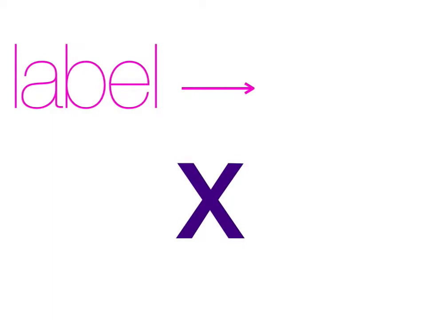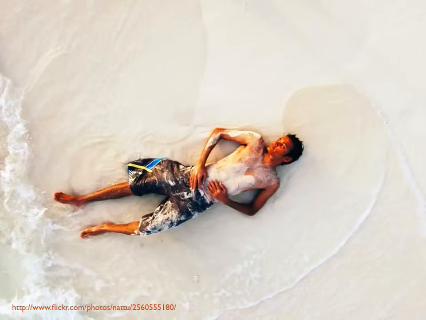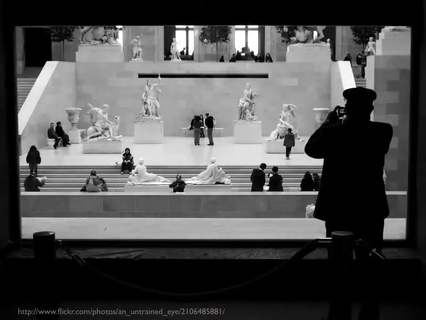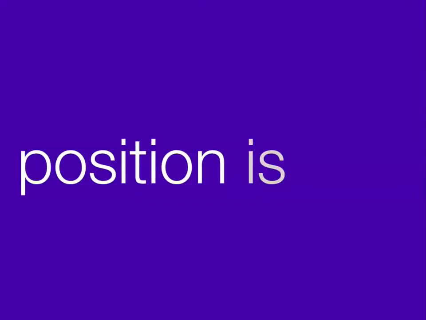So, here we go. Position. Position in a physics equation is labeled x and has units, meters. All position is a location. It's where something is in the world. It's x marks the spot. Position is a location.